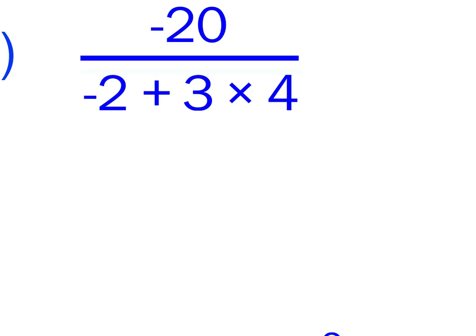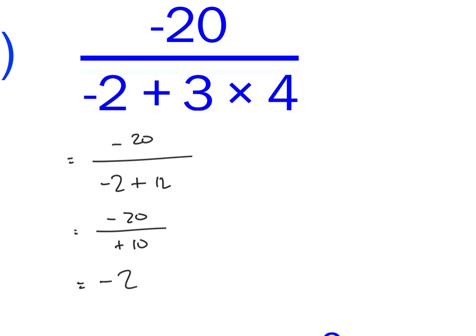What comes first? Giddy up. So I'm going to write -20 over -2 plus 3 times 4. What's 3 times 4? Great. Now we're going to add. What's -2 plus 12? Fantastic. What's -20 divided by +10? Great. All right, next question.